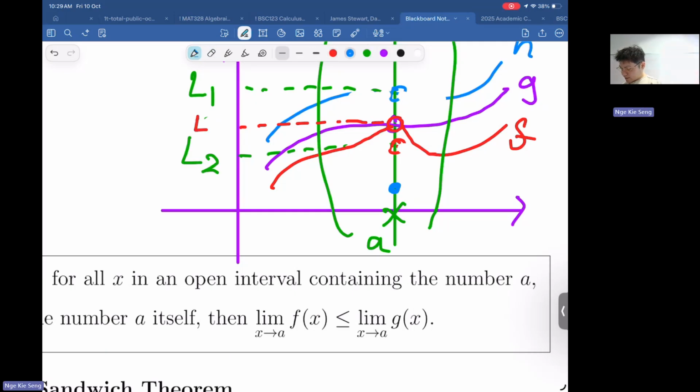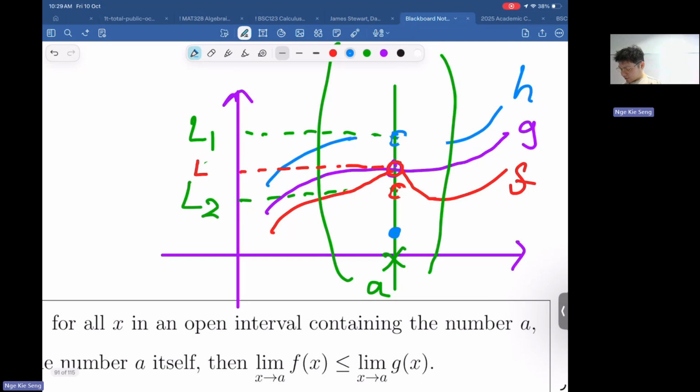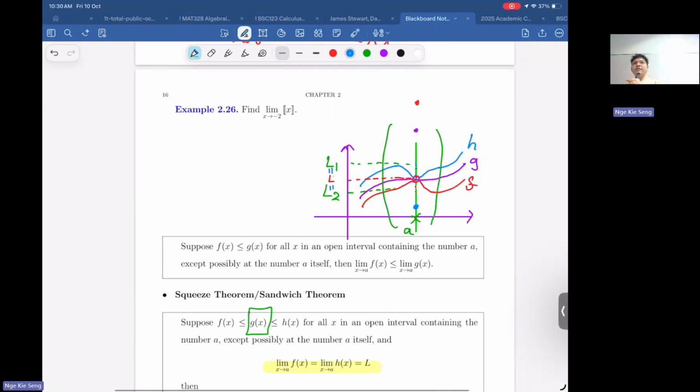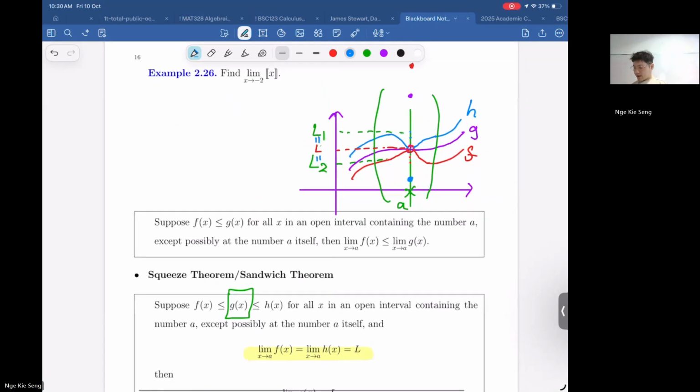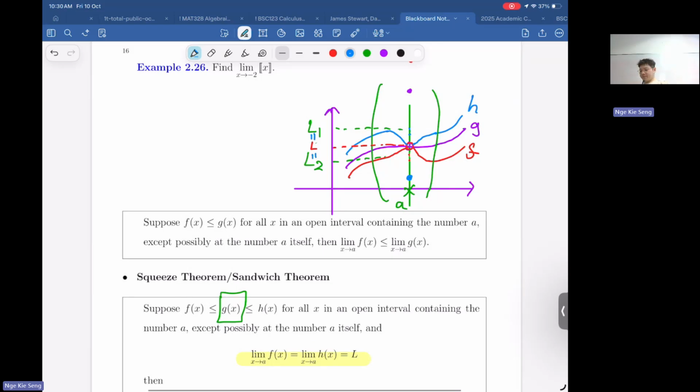And then the limit of h(x) also approaches L. Okay, like that. This one we can throw away already. Okay, such that all the limits equal here. Can you see what happened? Okay, then what can you deduce here?